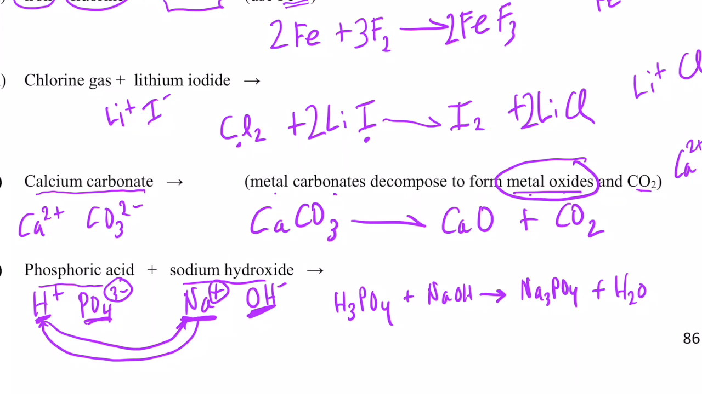All right, we just got to balance this now. So I need 3 sodiums on both sides, so I'll put a 3 here. And I have a total of, let's see, 3 hydrogens and 3 more is 6. So I'll put a 3 in front of water, and that balances that last equation.